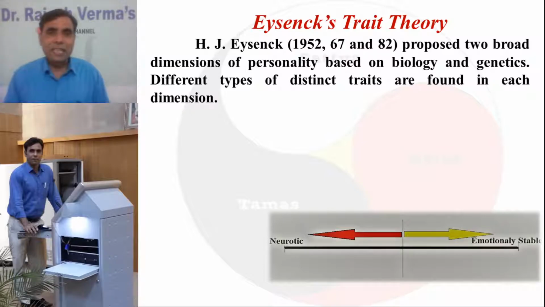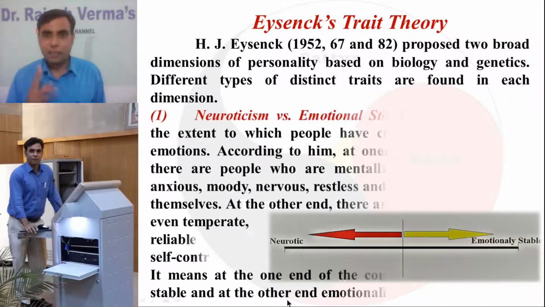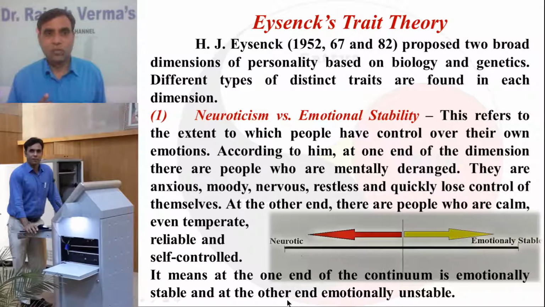H. J. Eysenck, in 1952, and revised in 1967 and 1982, proposed two broad dimensions of personality based on biology and genetics. Hence, his trait concept is dependent upon biology and genetics. Different types of distinct traits are found in each dimension. So, he gave two dimensions. That is neuroticism versus emotional stability.